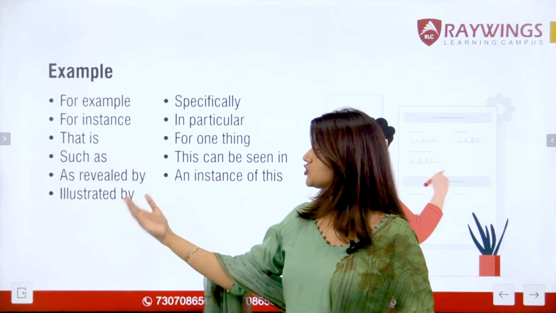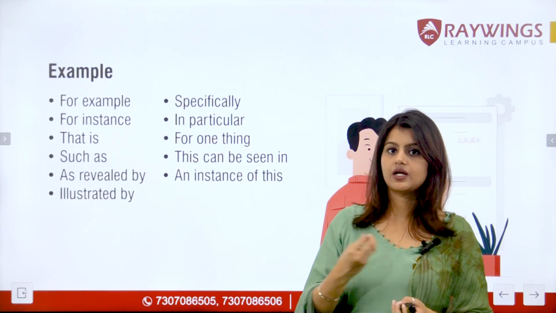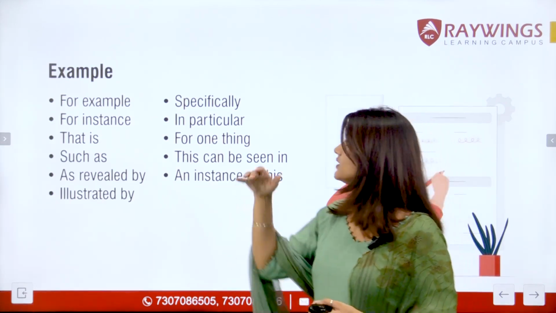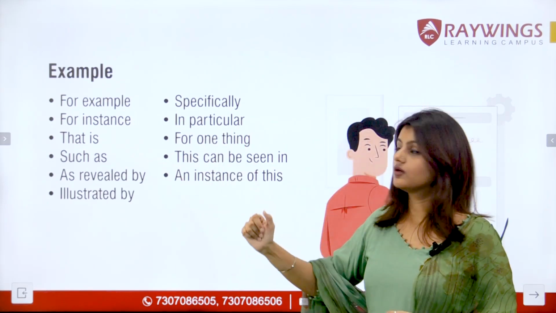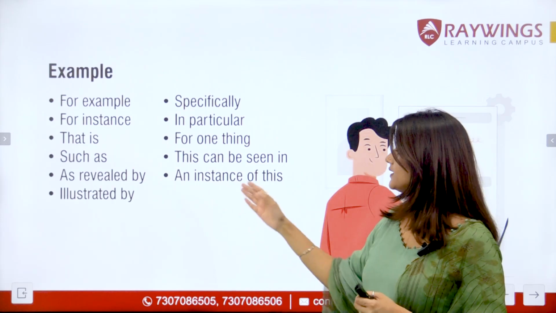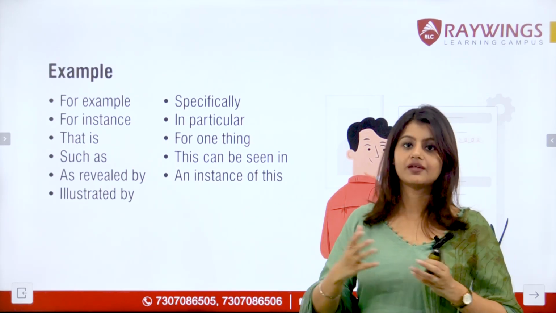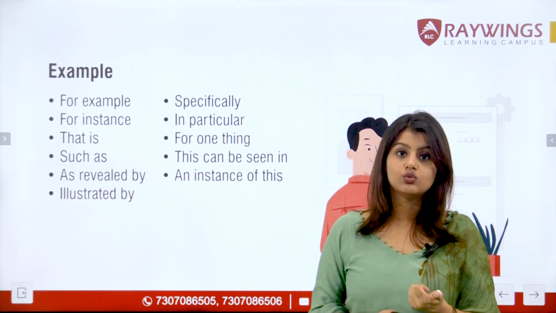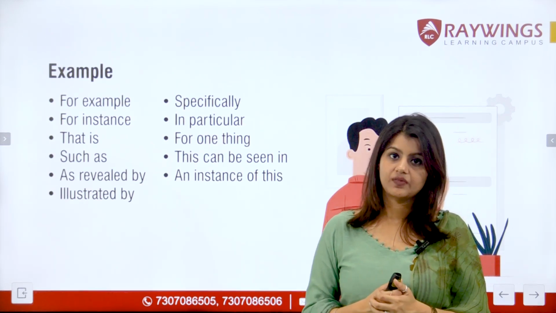Then in the same way, illustrated by, then again you have to give an example, so illustrated by, and then you can mention the example. Then specifically, in particular, for one thing, this can be seen in, an instance of this can be, and then you can give the example. So these are the words which we can use to give examples.